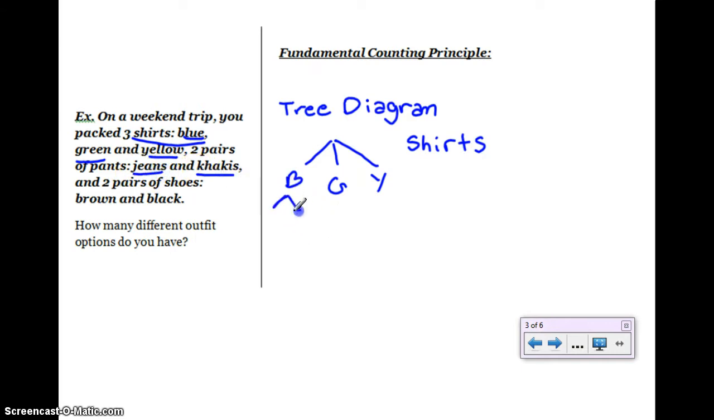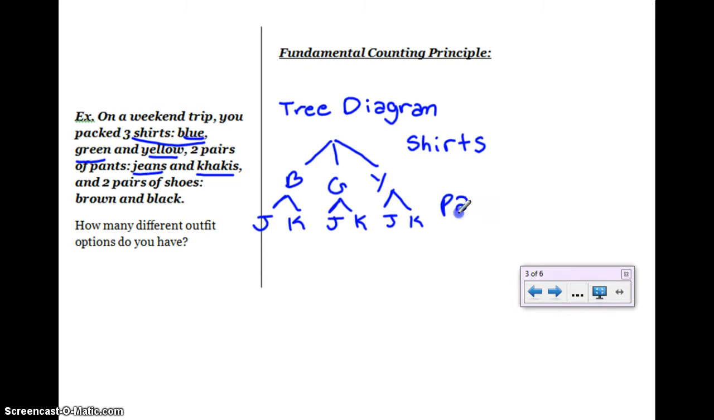So for the blue shirt, I could either put jeans on or khakis on. If I choose the green shirt, I could either put jeans or khakis on. And if I choose the yellow shirt, I could also either put jeans or khakis on, right? So we want to pick some clothes that match. Those all look like good possibilities.